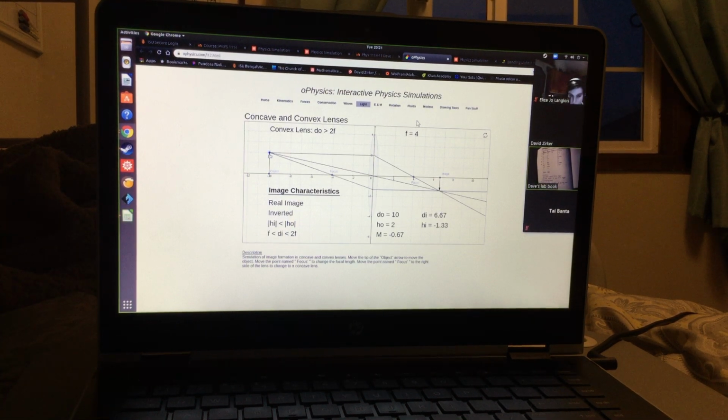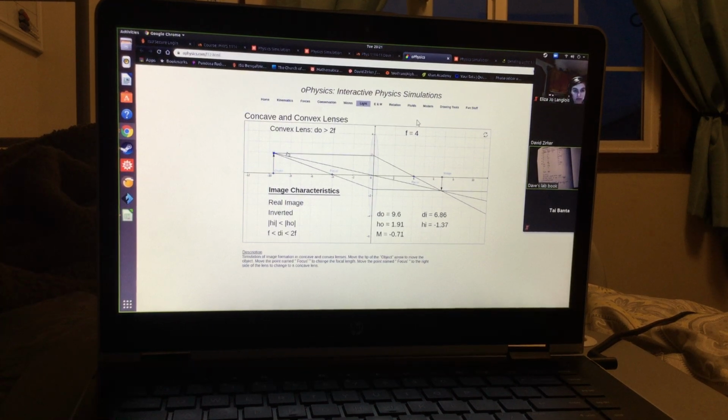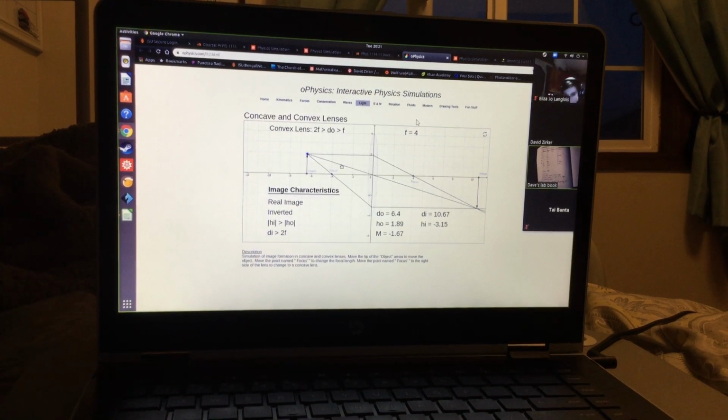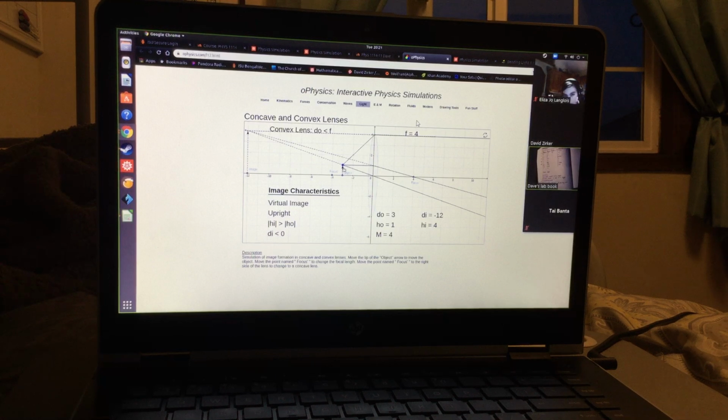Now that's going to swap when we get over here. So now the image is virtual and it's upright. So it has to be virtual to be upright. Yes, ma'am. Okay.